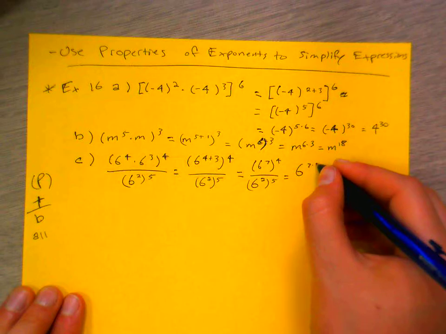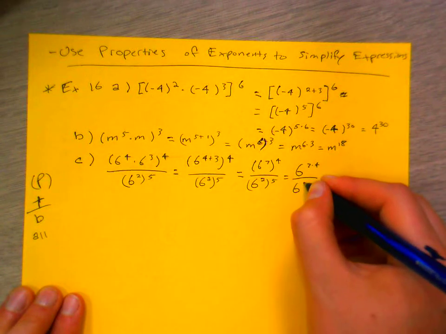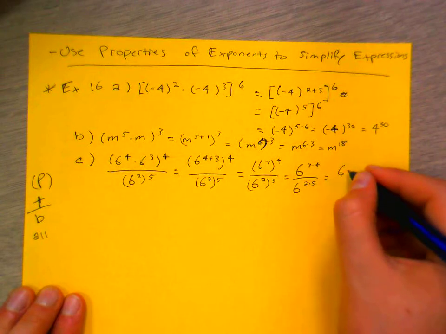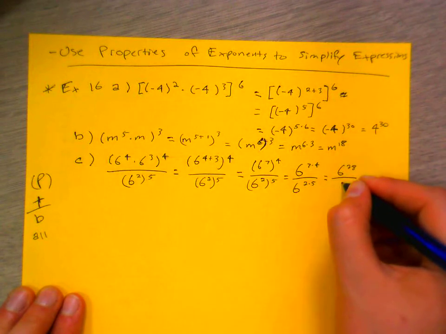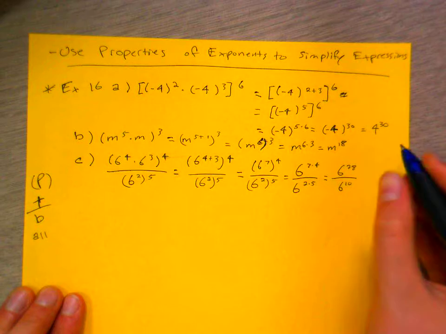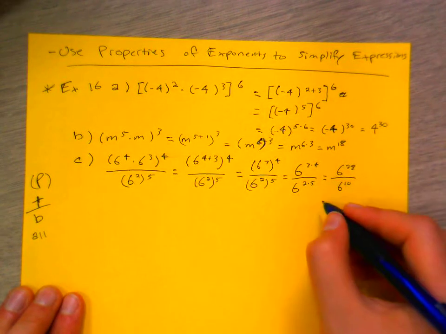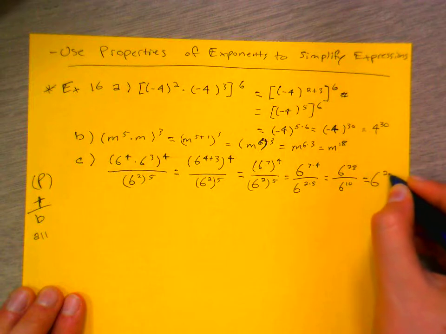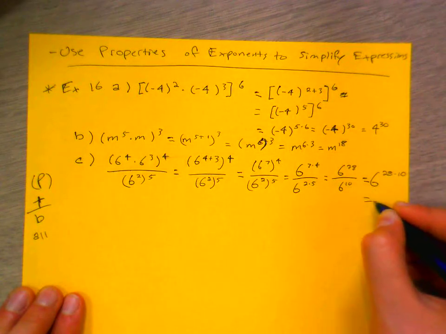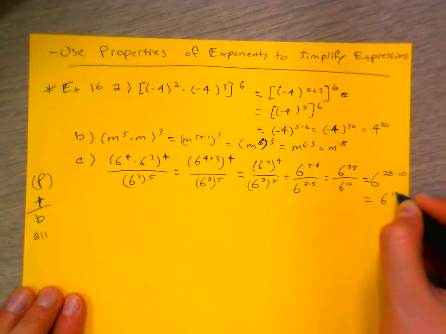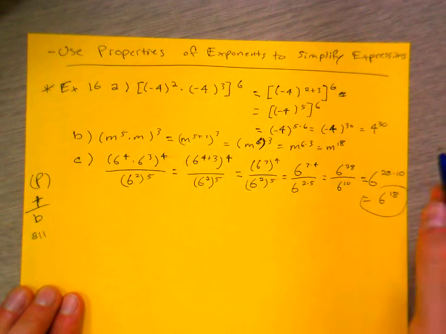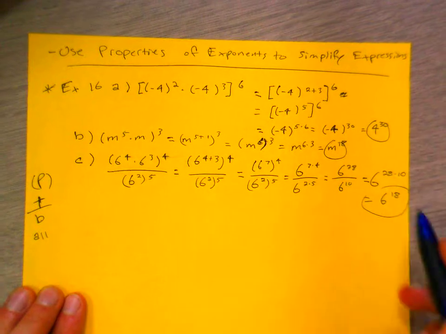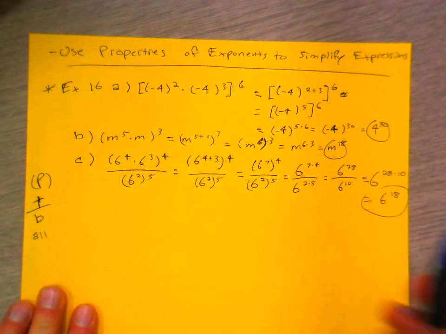6 to the 7 times 4, 6 to the 2 times 5 equals 6 to the 28 over 6 to the 10. Now we only have to subtract these. 28 minus 10 equals 18, so 6 to the 18. That's our answer. I didn't circle it up here or there, so I'll circle those for you. A, B, and C. Now D.